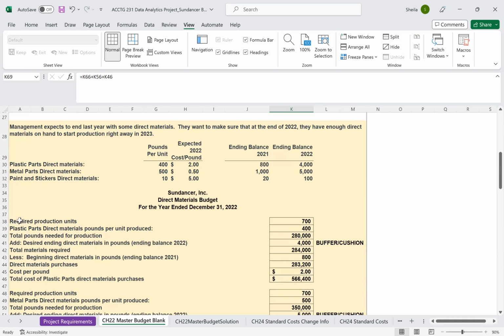Again, we need to know required production units, how much it takes per unit to produce our items, what is the total amount of pounds needed for production, what's our desired ending inventory. That gives us our total required materials, take into account our beginning direct materials in pounds, because again, we don't need to repurchase that if we already have it. Think about buying milk when you don't need it quite yet. Okay, we can take that out of the equation, incorporate our cost per pound, and then calculate our total cost of plastic parts for the direct materials purchases.